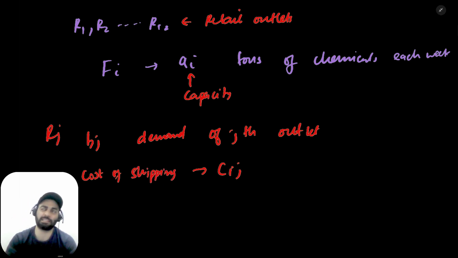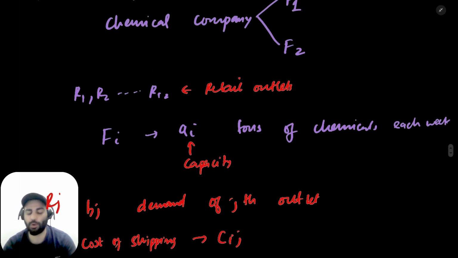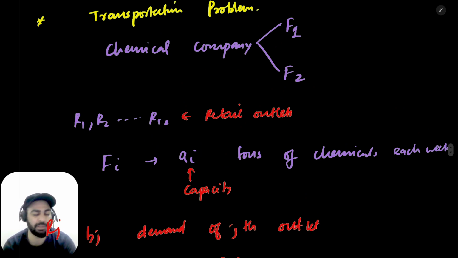We want to first analyze, then I'll write them in one go so you understand this. Now our problem is, if you understood this problem: we have a chemical company with two factories, F1 and F2. Then we have 12 retail stores where we sell the products manufactured by these factories.